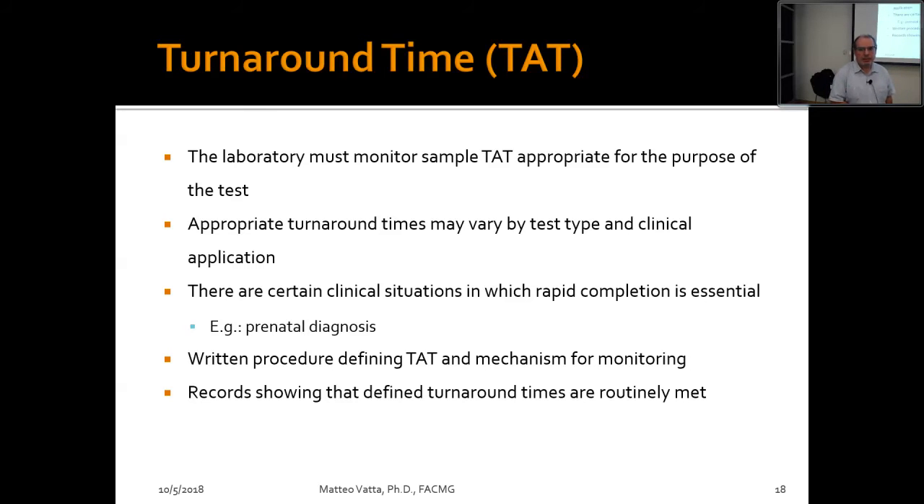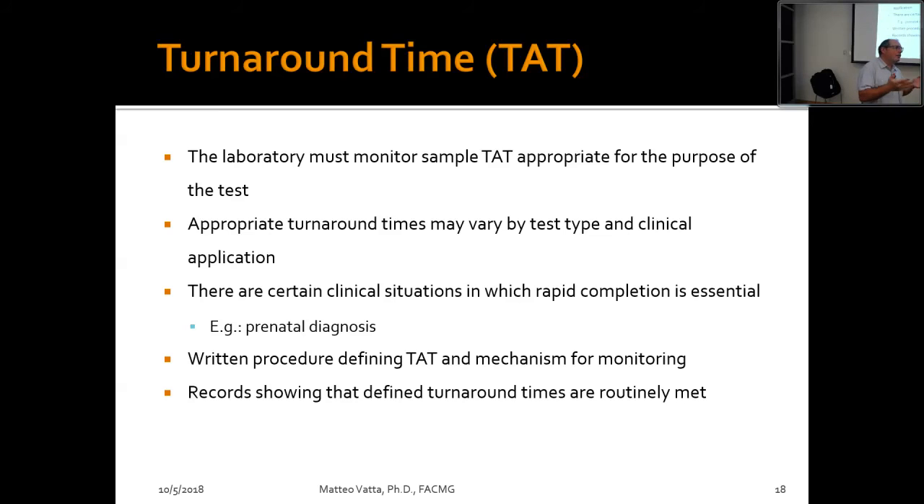The other one is turnaround time, as I said. The laboratory must monitor the turnaround time that they have fixed for every test. And every turnaround time must be appropriate for the type of test. For instance, expecting a 2-day turnaround time for whole genome sequencing is not practical.